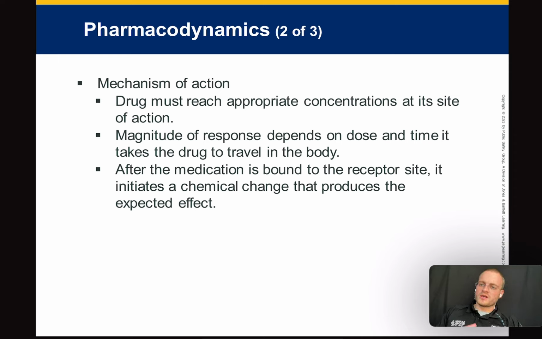And so the magnitude of response depends on dose and the time it takes the drug to travel in the body. So we carry a medication on the ambulance called adenosine that has a half-life, meaning it lasts for half of its life, of 10 seconds. Compared to a drug we carry called amiodarone, which has a half-life of 45 days. So they can vary, okay? And then after the medication is bound to the receptor site, it initiates a chemical change that produces the expected effect. Again, what does it do when it's in the body? How does it react with receptors and different organ systems? What does it do?